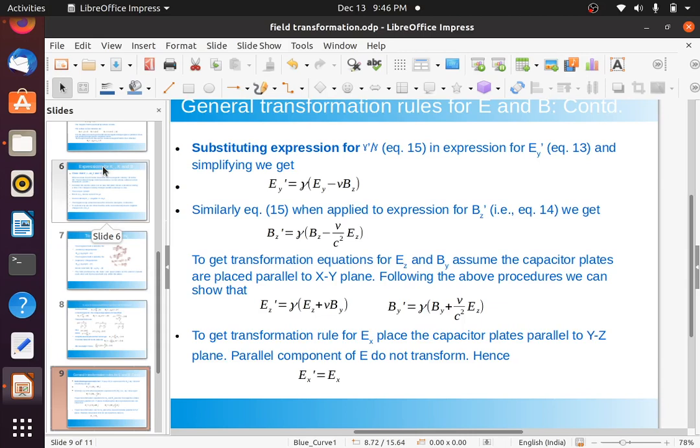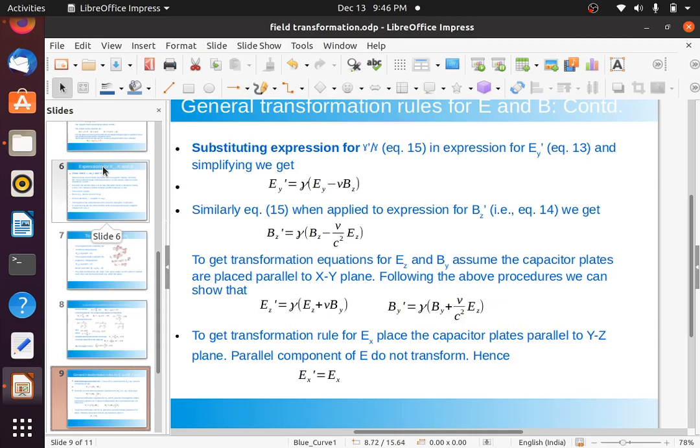In order to get the transformation rule for Ez and By, or Ez dash and By dash, you assume that the capacitor plates are placed parallel to the xy plane, so that the electric field will be along the z direction and the magnetic field will be along the y direction in between the plates. Following the above procedure, you can ultimately reduce to the relation Ez dash is equal to gamma into Ez plus V By, and By dash is equal to gamma into By plus V by C square Ez.